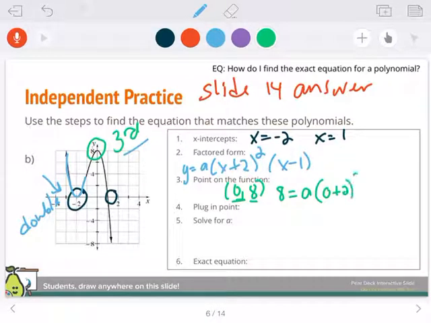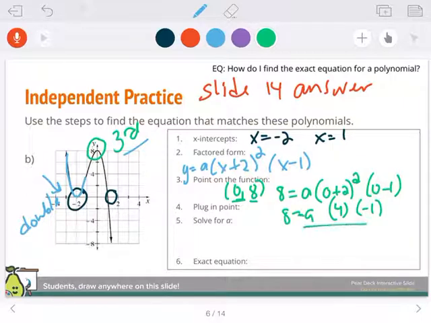0 plus 2 squared times 0 minus 1. 0 plus 2 is 2. 2 squared is 4 times -1. So we have 8 equals a times -4. We're going to divide by -4, which means a equals -2.